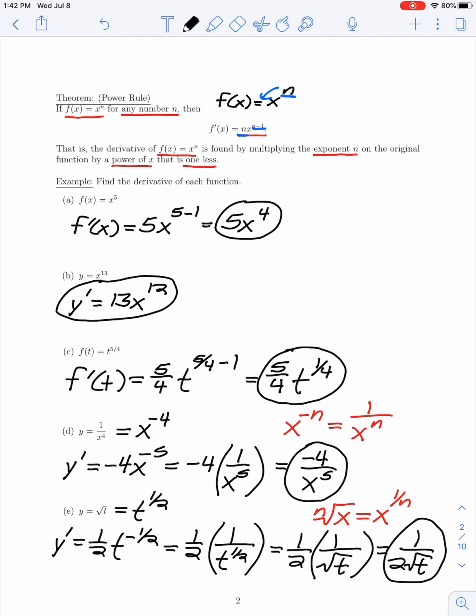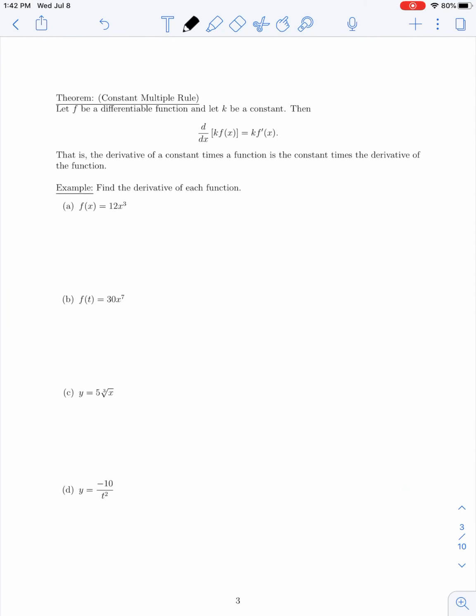So it's useful to remember in this course that the derivative of the square root of a variable, say square root of x or square root of t, is 1 over 2 times the square root of that variable. All right, so a few examples with the power rule.